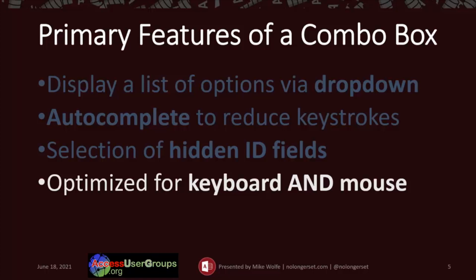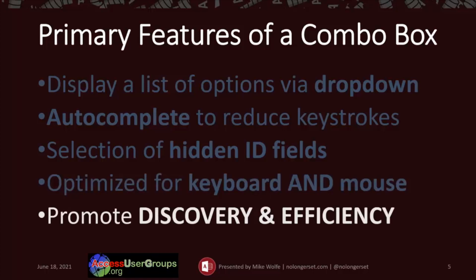Most other controls work better for one interface or the other. For example, text boxes work better for keyboard interfaces, while checkboxes and radio buttons are better for mouse interfaces. But the combo box really works great for either one.